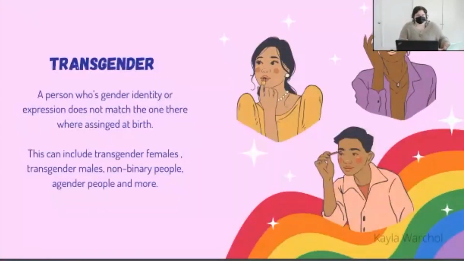And then transgender, persons whose gender identity or expression does not match the one they were assigned at birth. This includes transgender females, transgender males, non-binary people, agender people, and more. Again, umbrella terms with a lot of smaller categories within it. In general, most people will use the term transgender. There's also the term gender diverse that's very popular in a lot of literature right now, which is the same type of umbrella term. That's where you're going to get people like non-binary people or agender people.